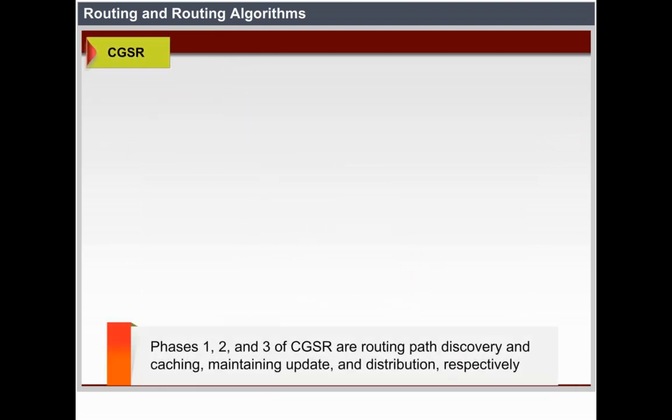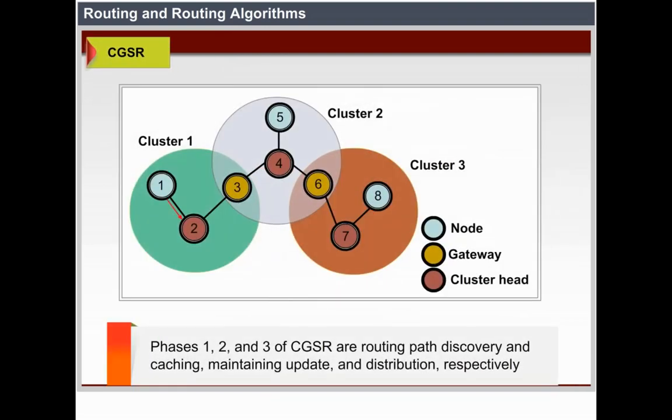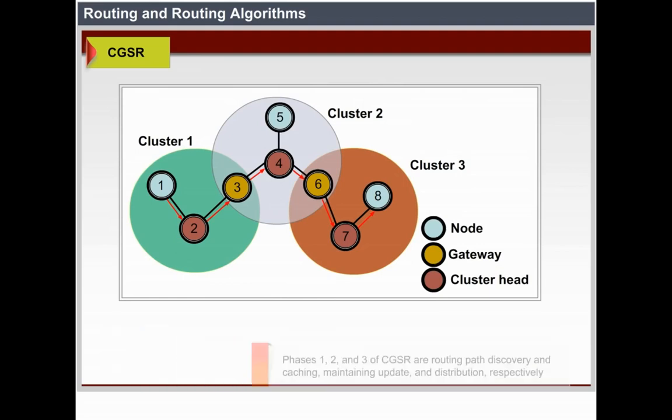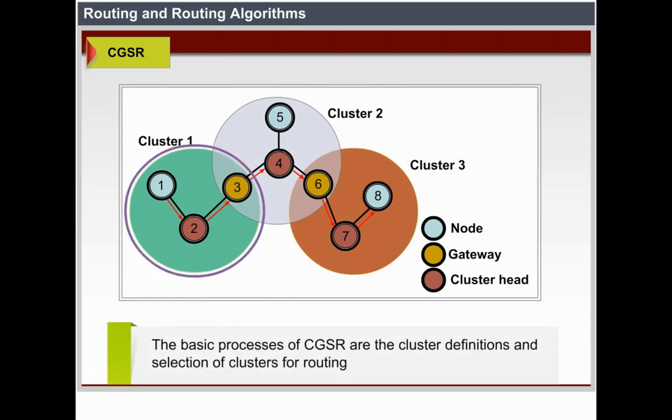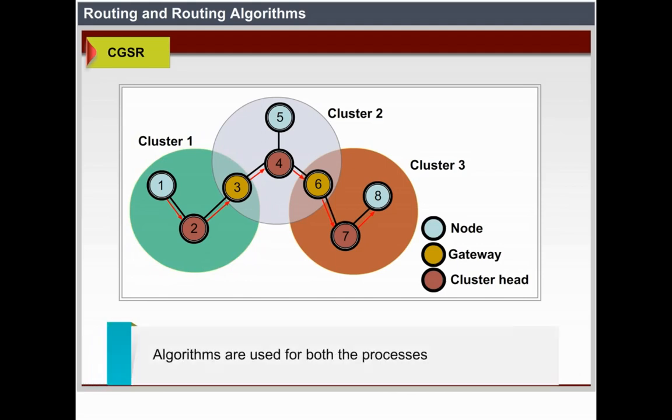CGSR phases. Phases 1, 2 and 3 of CGSR are routing path discovery and caching, maintaining updates, and distribution respectively. The basic processes of CGSR are cluster definitions and selection of clusters for routing. Algorithms are used for both the processes.